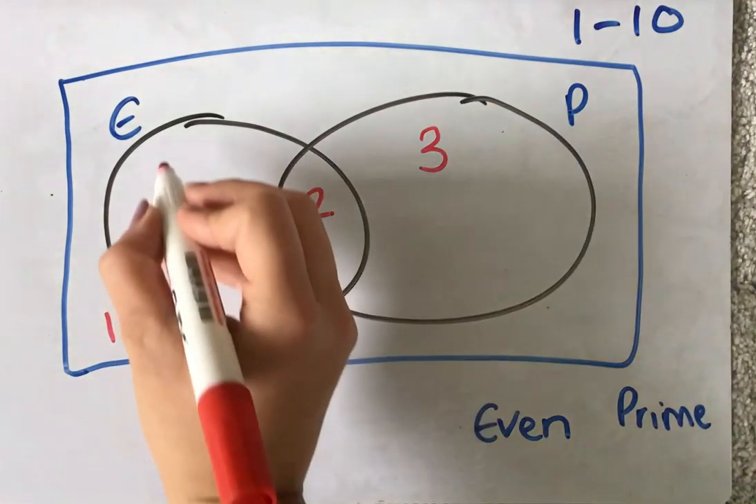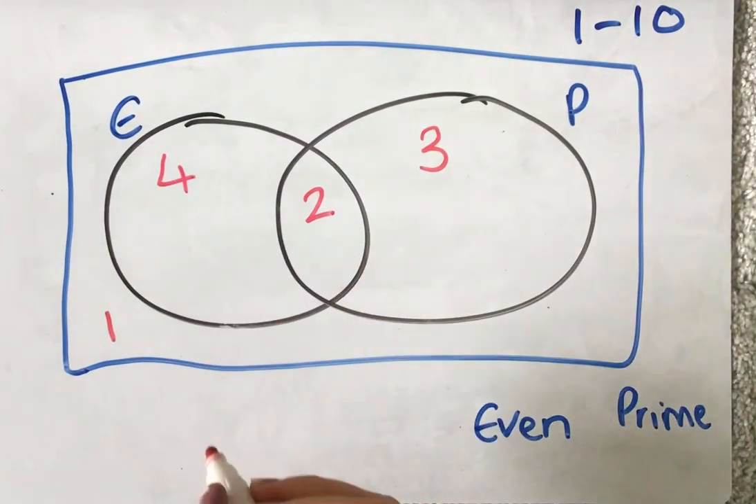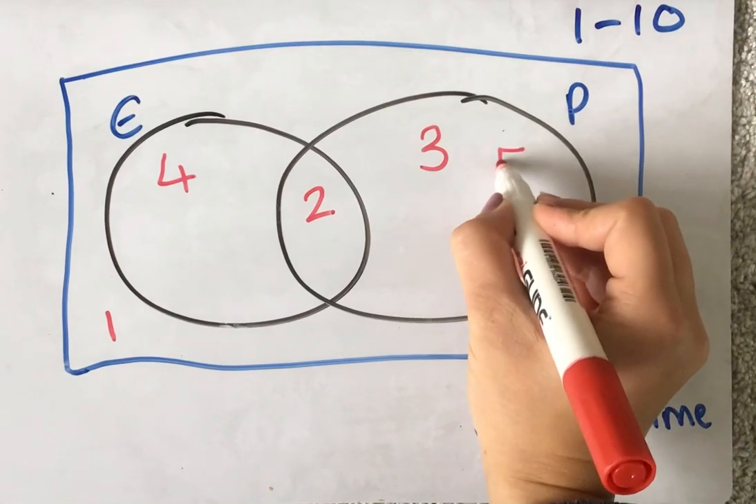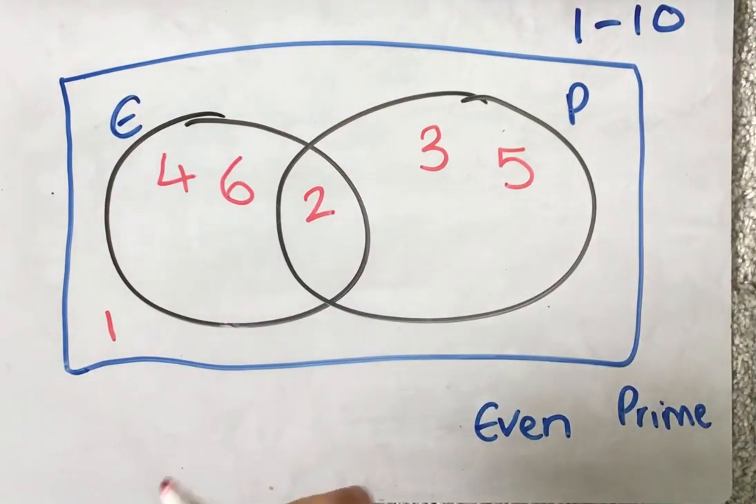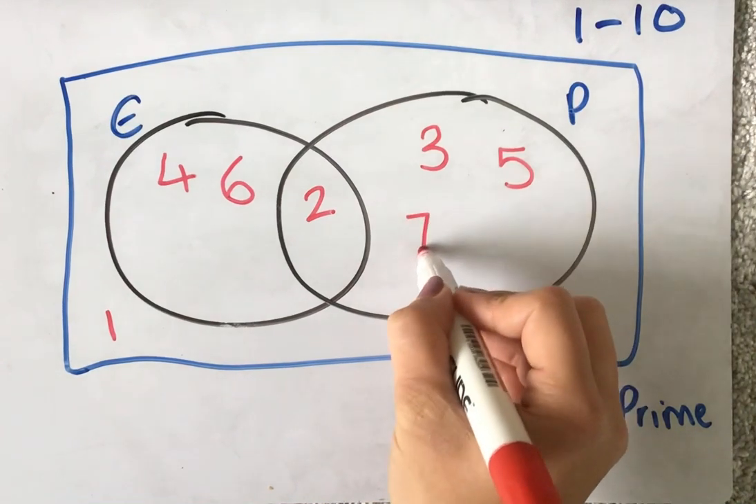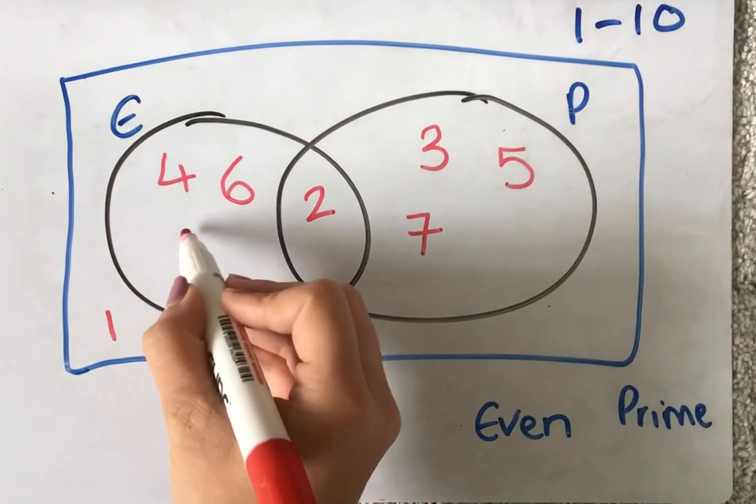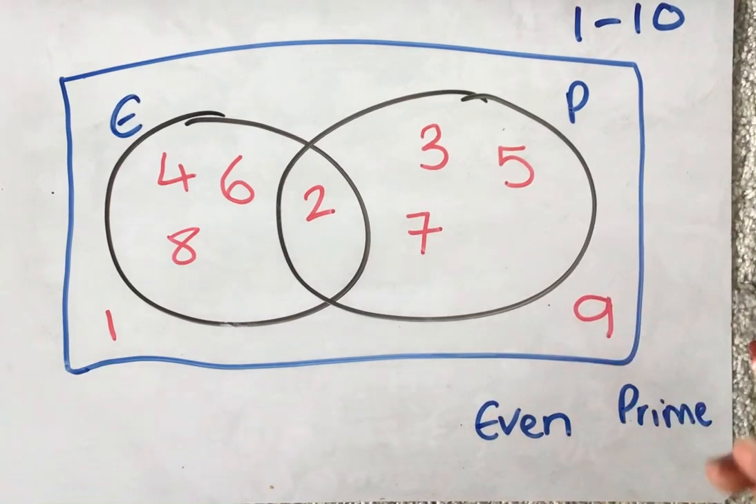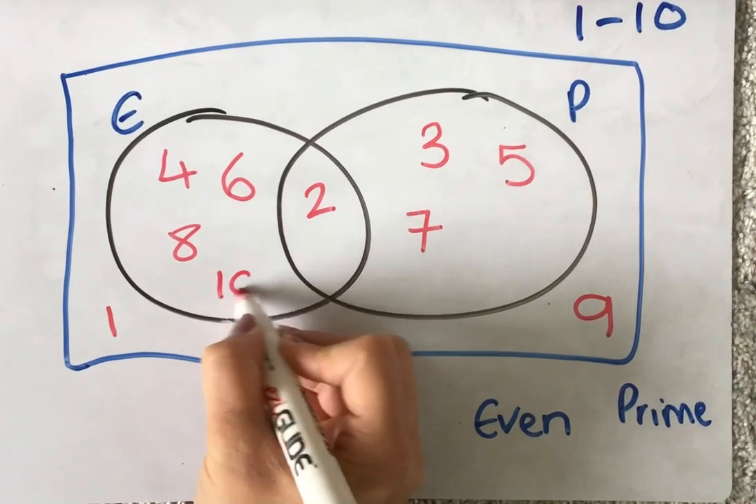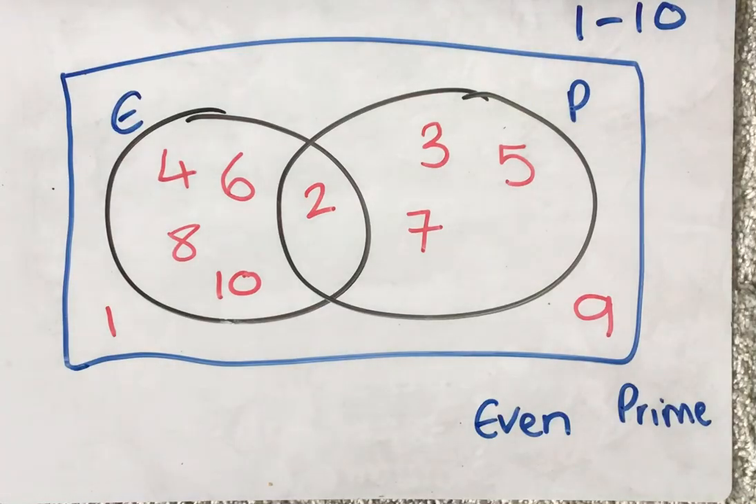4 is even, not prime. 5, again, is prime, but not even. 6 is even. 7 is prime, but not even. 8 is even. 9 is not prime. And then 10 goes here. Okay, and I can find out loads of different things, and I've sorted my numbers using the different things about them.